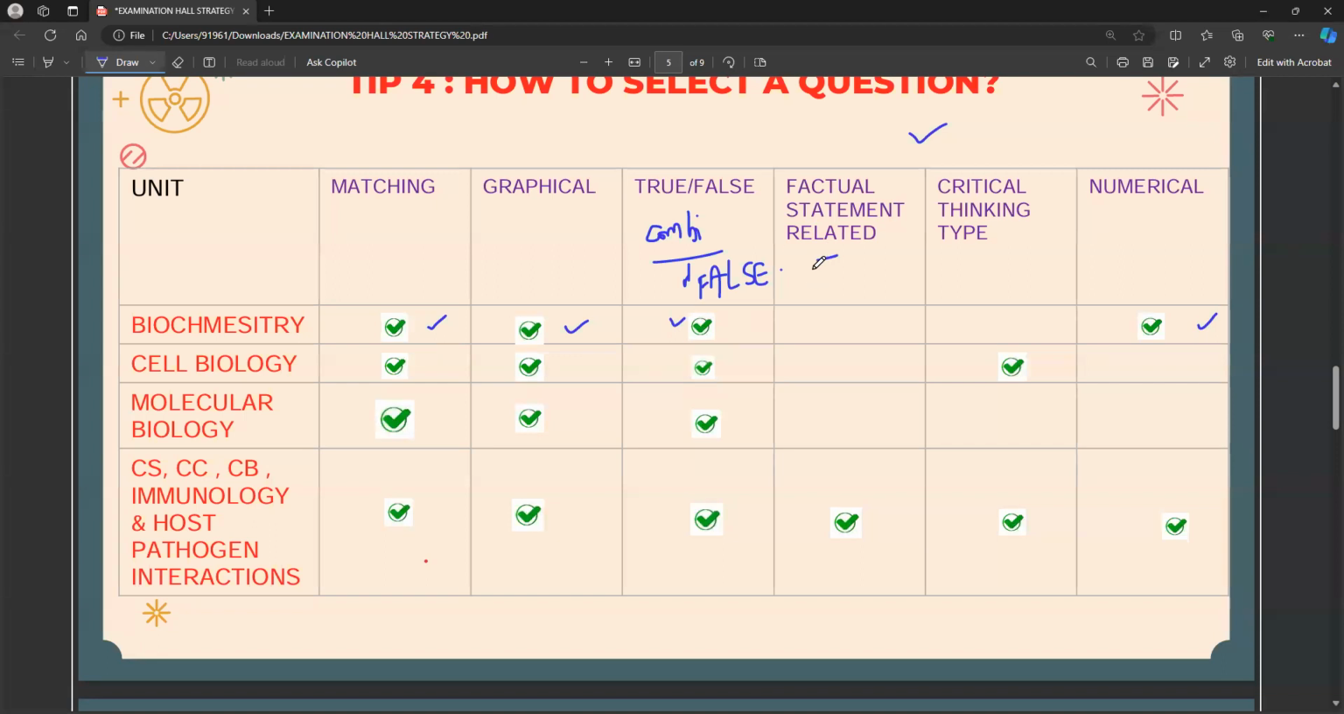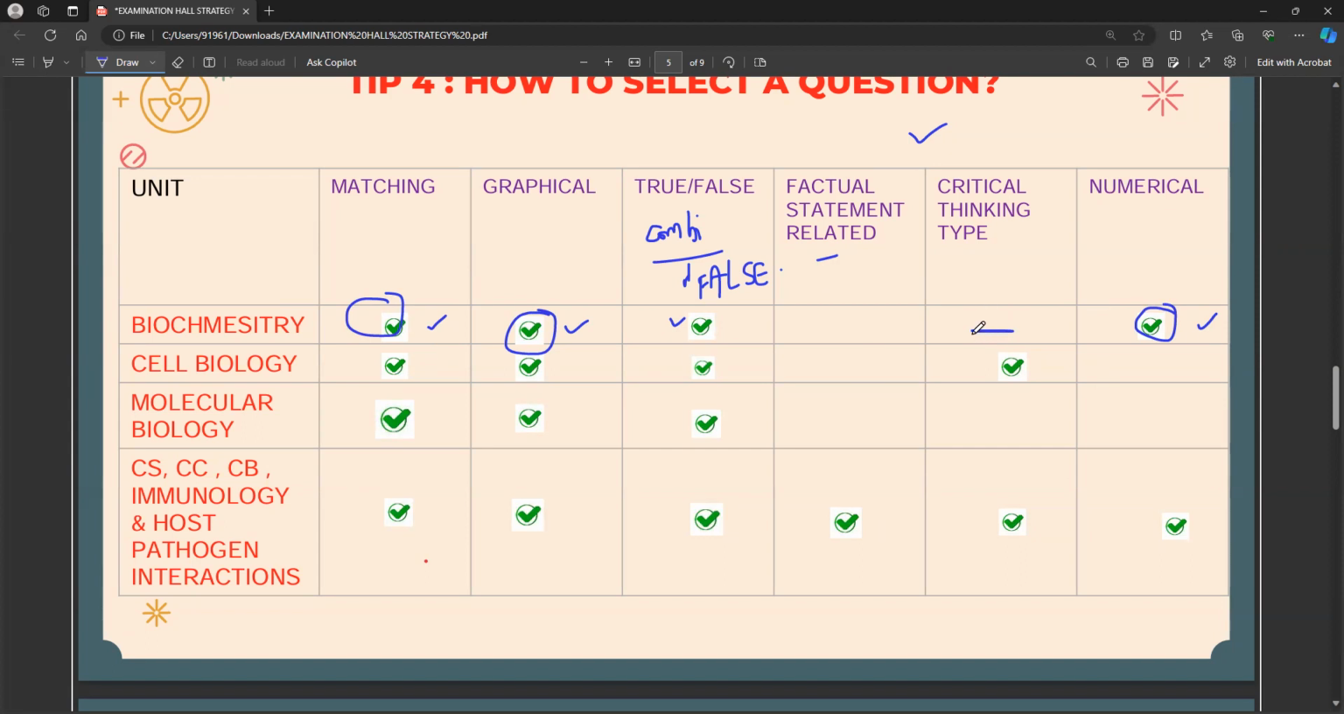Factual statements are not coming that much. Numerical is very common, matching is very common, graphical is very common. In the 2023 paper, and in both 2022 papers, we got a question from critical thinking. That is an experiment-based question.